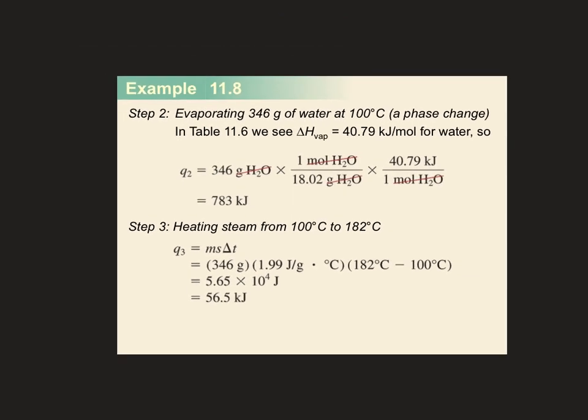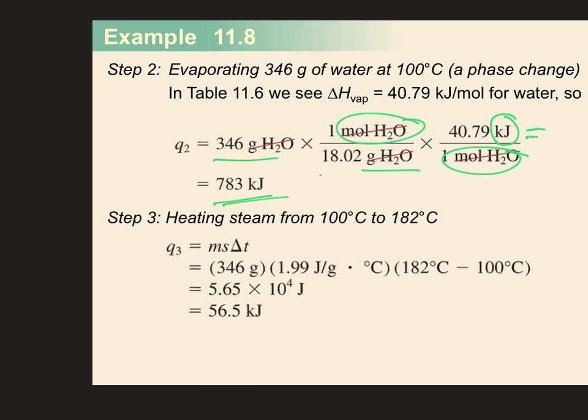Step 2 was that conversion from grams into moles, and then from moles into kilojoules of energy. Changing phase for this guy required 783 kilojoules. And then that was Q2.